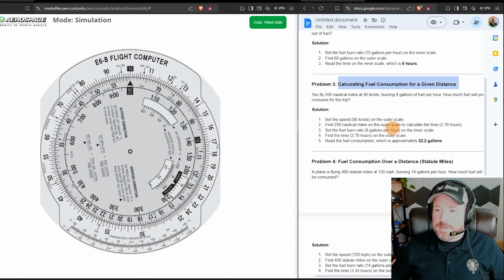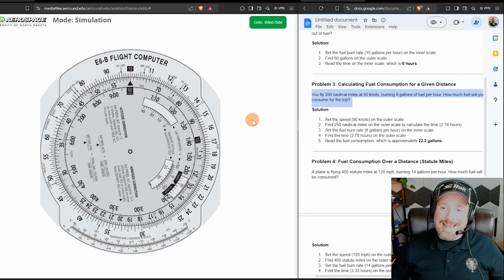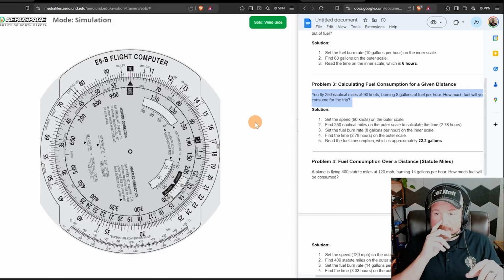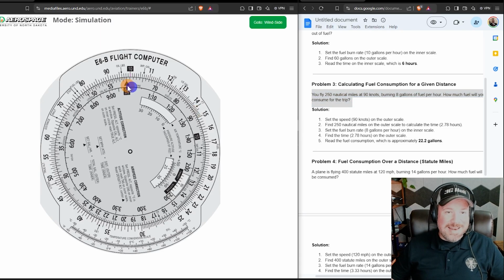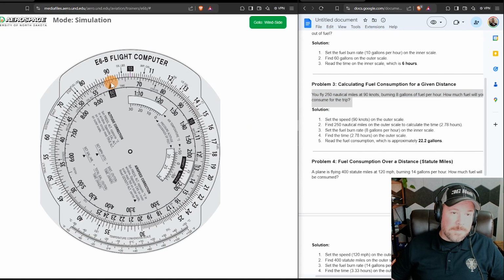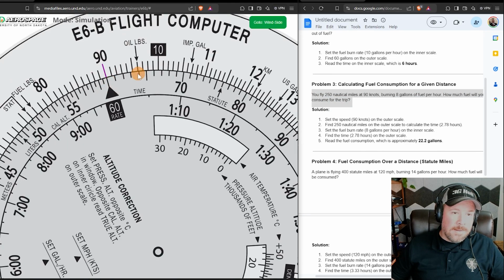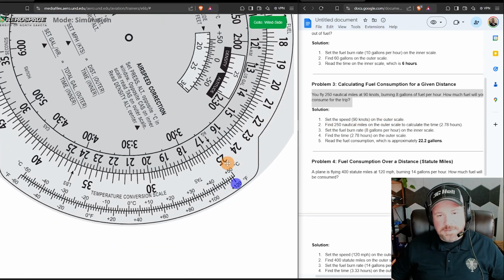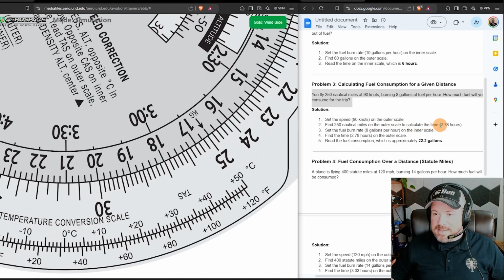All right, problem number 3. Calculating fuel consumption for a given distance. You fly 250 nautical miles at 90 knots, burning 8 gallons of fuel per hour. How much fuel will you consume in the trip? This is getting a little bit trickier because now we're doing 2 sets of calculations. So we first need to set the speed of 90 on the inner scale here. There we go. Find 250 nautical miles on the outer scale. There's 250. Calculate the time, 2.78 hours.